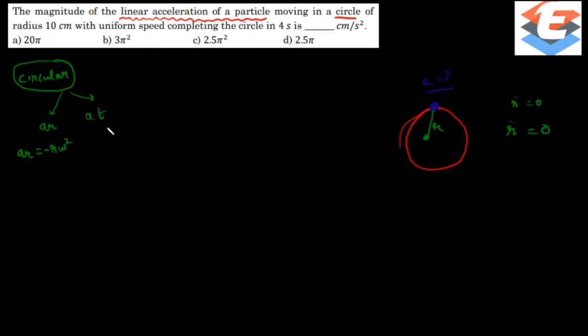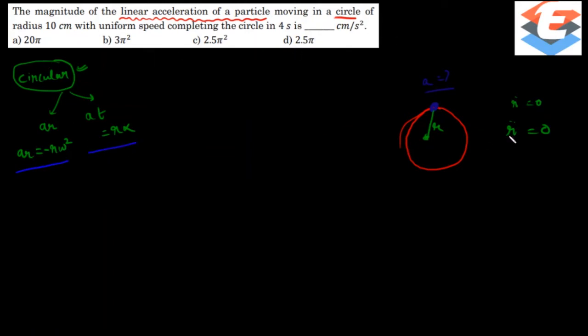And talking about tangential acceleration, one will be the Coriolis component, another will be r alpha. But anyways, the Coriolis component will be 0 for a circular motion. So there is going to be only r alpha. So two accelerations are there, radial one and tangential one. Now let us proceed with the question.